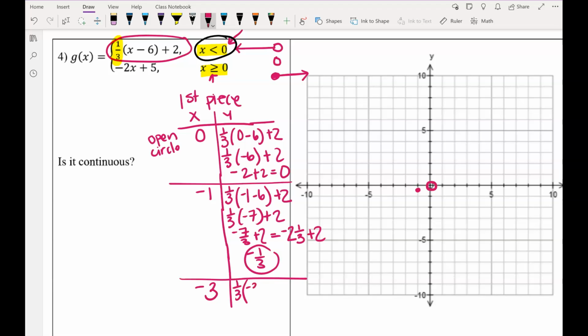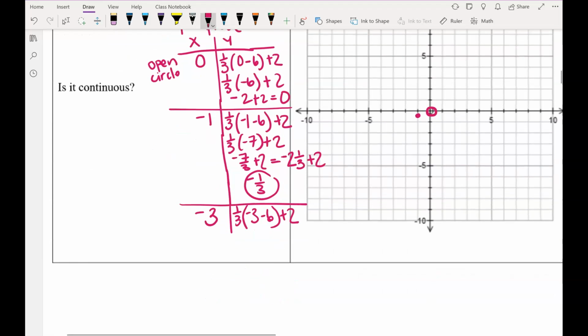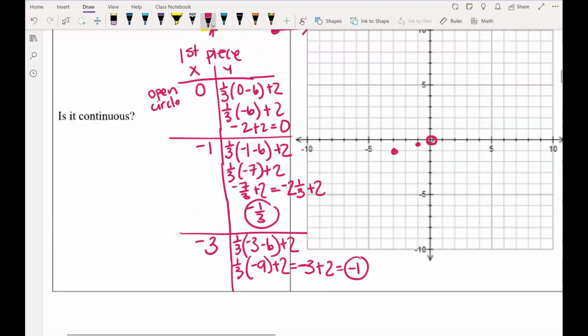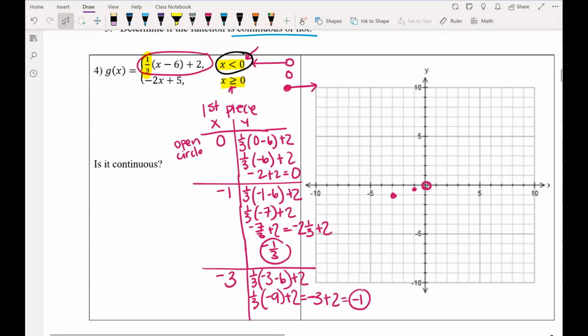1/3 times negative 3 minus 6 plus 2. Well, just like earlier, we have 1/3, negative 3 and a negative 6 is now negative 9, plus 2. Negative 9 times 1/3, students, is going to be negative 3, and negative 3 plus 2 is going to give us a negative 1. So negative 3 goes to negative 1. Well, that's pretty good, right? We have 3 dots. That should help us out with graphing our line.